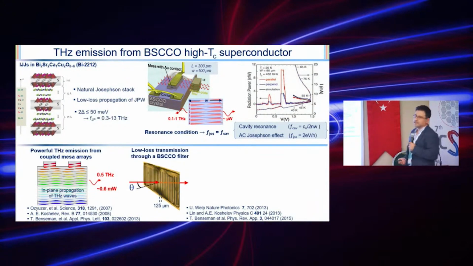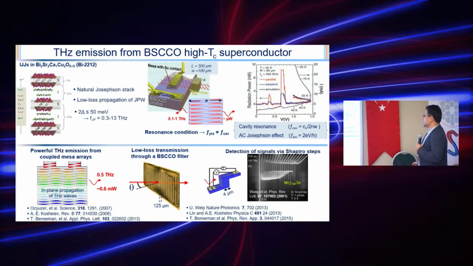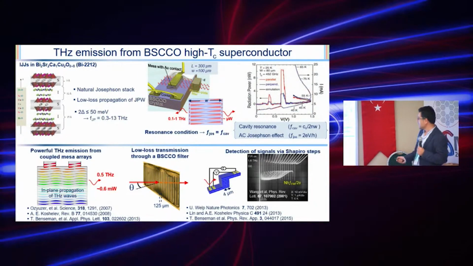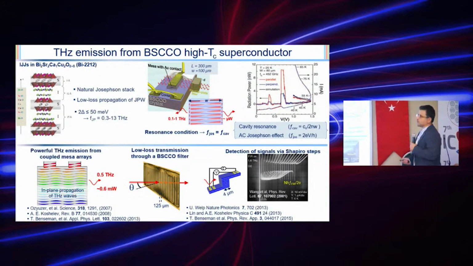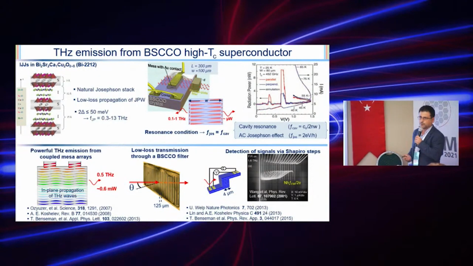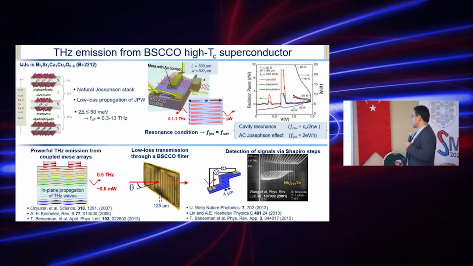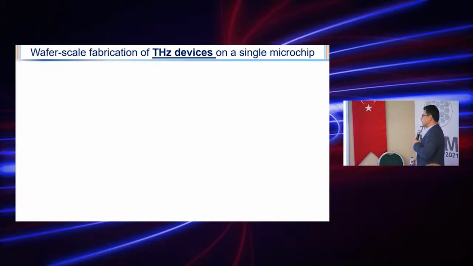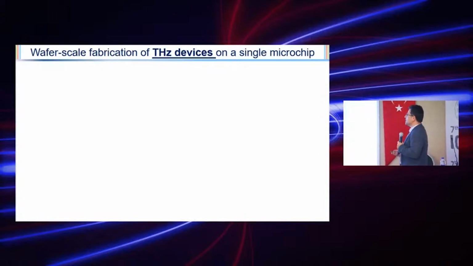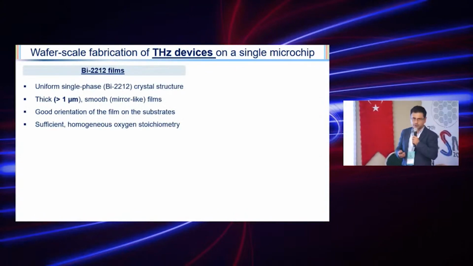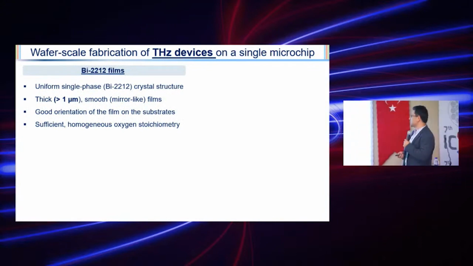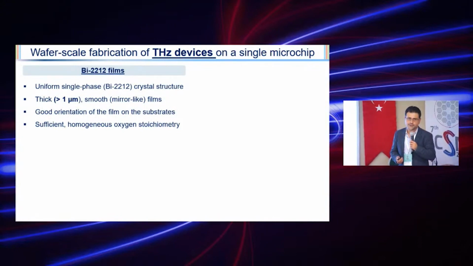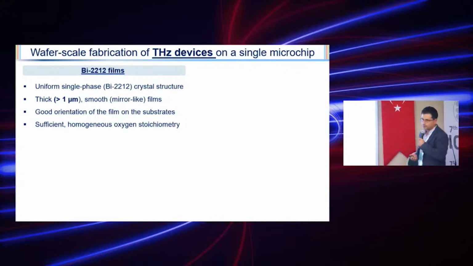And another one is that we can use this platform as a terahertz filter, and also we can use this platform as a detector. Okay, you can see the sharper step of the IV curve of this junction when we irradiate it with the terahertz emission. We can generate a terahertz emission, or we can detect the terahertz emission by using this platform.